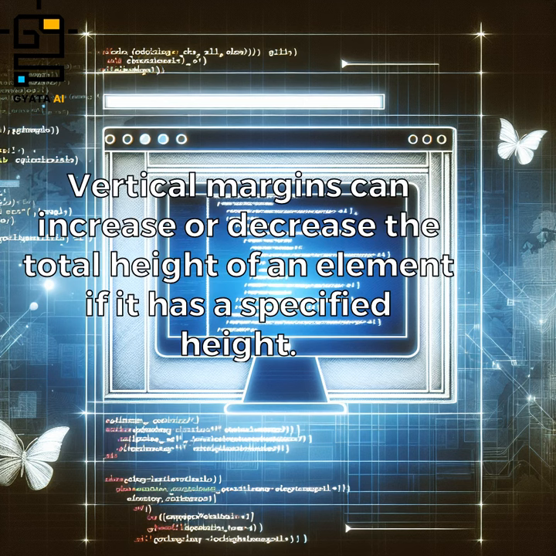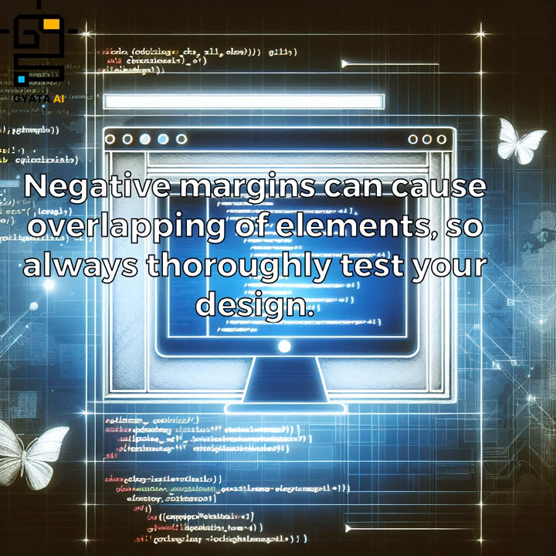Vertical margins can increase or decrease the total height of an element if it has a specified height. Negative margins can cause overlapping of elements, so always thoroughly test your design.